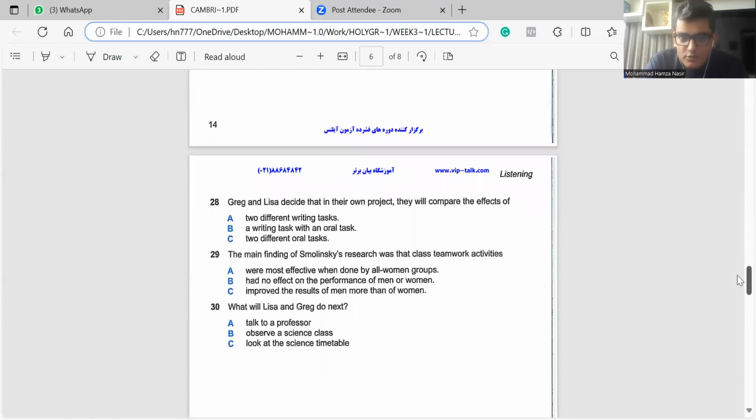29, the main finding of Smolinski's research was that class teamwork activities. So main findings, Smolinski, class teamwork activities, these are your keywords, okay? A, they were the most effective when done by all-women groups. B, had no effect on the performance of men or women. C, improved the results of men more than of women, okay? Number 30, sorry. What will Lisa and Greg do next? What's their next task going to be? Okay. In the foreseeable future, A, they're going to talk to a professor. B, they're going to observe a science class. C, they're going to look at the science timetable.